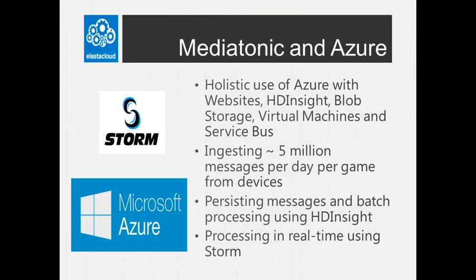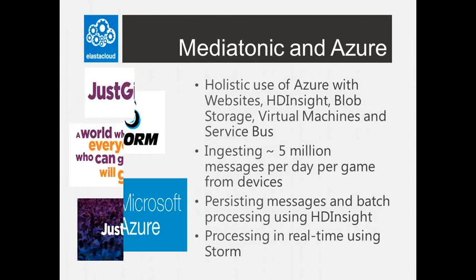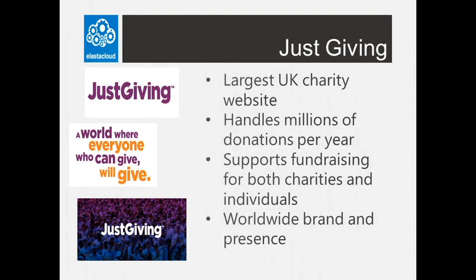So if we could go on to the next slide, and the next, yeah, okay. So the next one again is slightly different. We worked with JustGiving, who's since built a really good data science team. They're a large UK charity-based website, but they're a business, and they run fundraising campaigns on behalf of their customers, which are generally charities, but also a lot of individuals. And they handle millions in donations per year, and they support all kinds of fundraising, and they're a worldwide brand as well. Next slide.